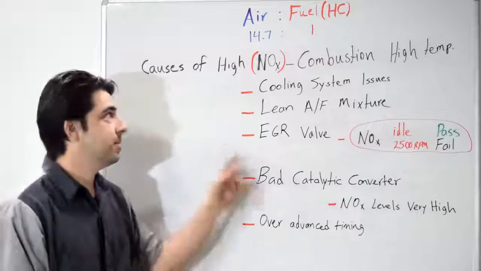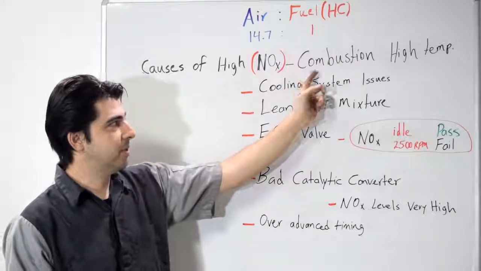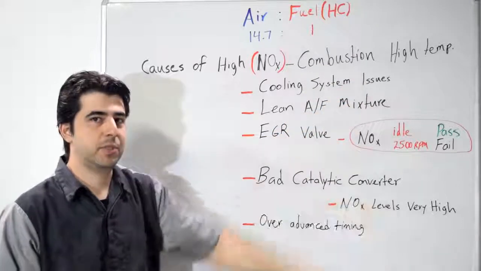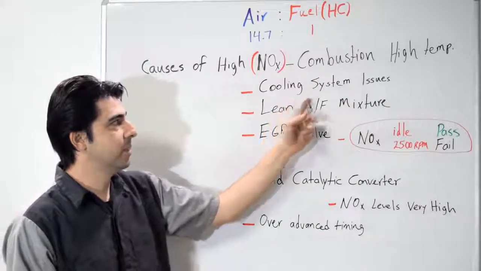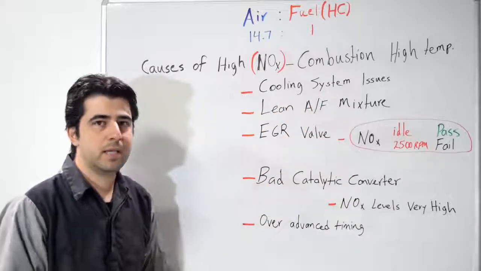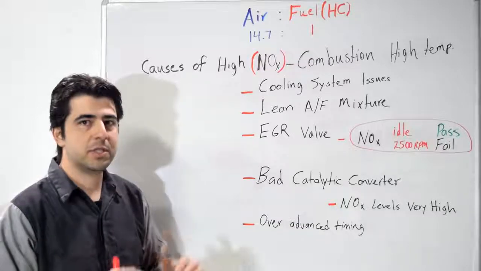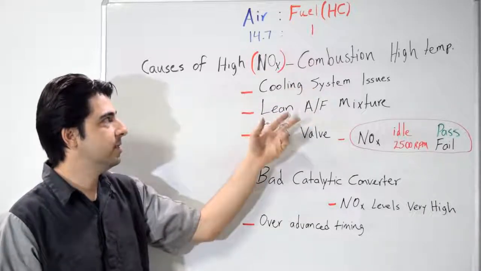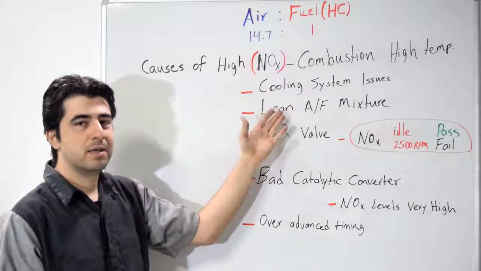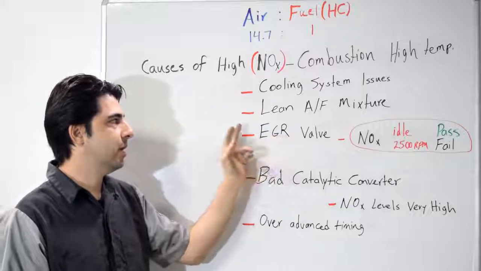All right, next let's cover some causes of high NOx, or nitrous oxide, which is basically a product of combustion happening at very high temperatures. So first up on the list is if you have a problem in your cooling system. Like let's say if you have a bad water pump or a bad radiator fan, your engine temperature is going to rise, therefore increasing the combustion temperatures, which is going to result in having excessive amounts of NOx in your exhaust fumes. Next up, a lean air fuel mixture could also cause that.